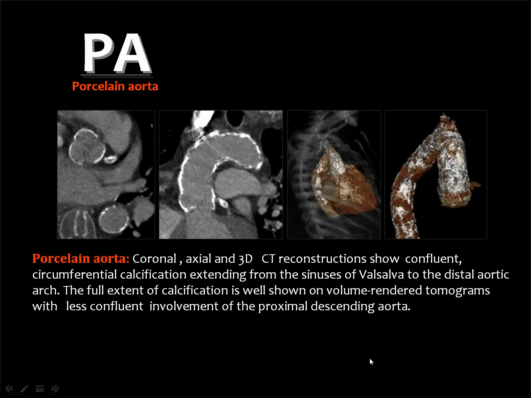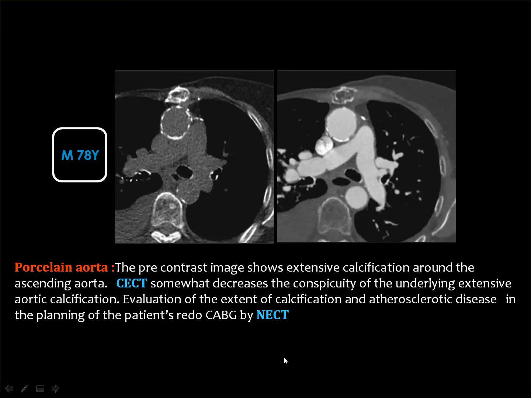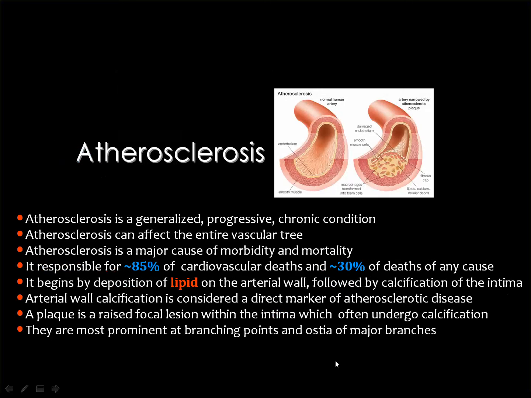Then porcelain aorta means that there is extensive calcification of the aorta. It may reach the level of the aortic valve and extend along the walls of the aorta, as you can see in this example. And you remember, of course, the porcelain gallbladder, where you got significant calcification of the gallbladder wall. It is well known that calcium is seen better in the pre-contrast images than after injection of contrast, because some of the calcified plaques are masked by the density of the contrast material.